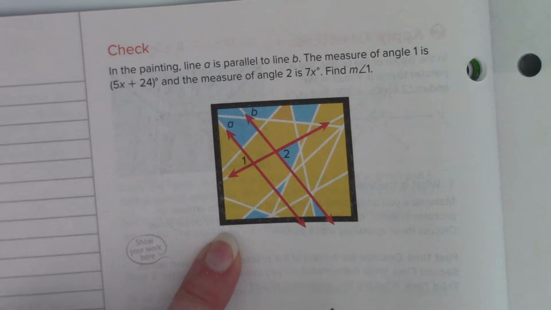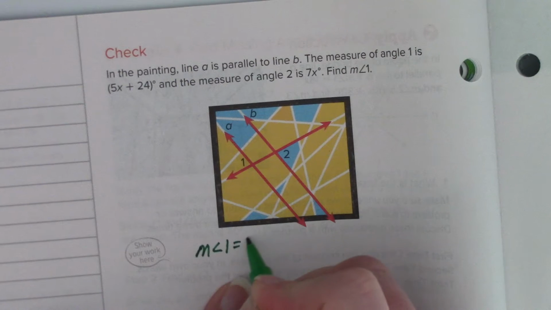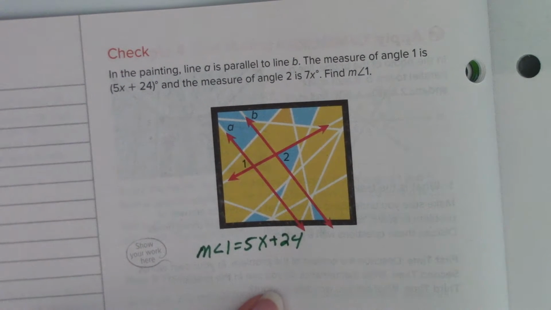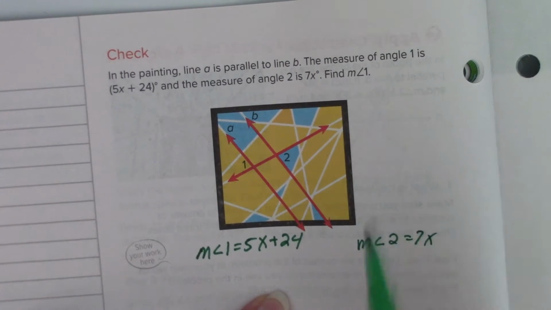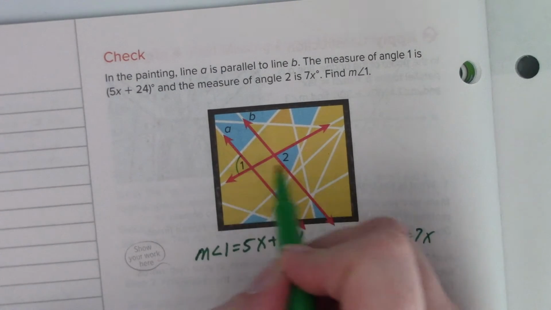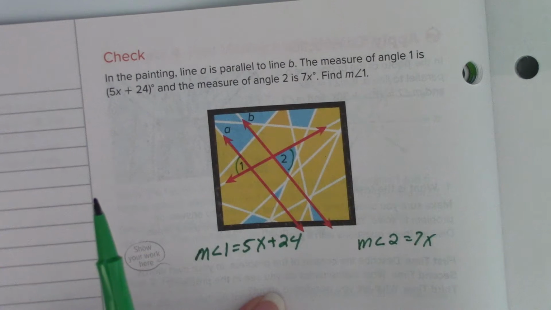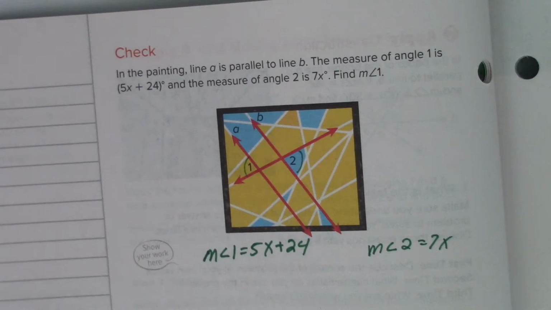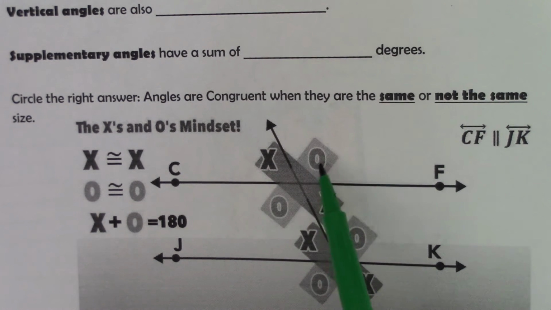It tells us the measure of angle 1. So angle 1 equals 5x plus 24 degrees. All right, and the measure of angle 2 is 7x. Okay, so I'm looking here. I have alternate exterior angles. I don't know if you remember from our diagrams or from yesterday that alternate exterior angles are equal.